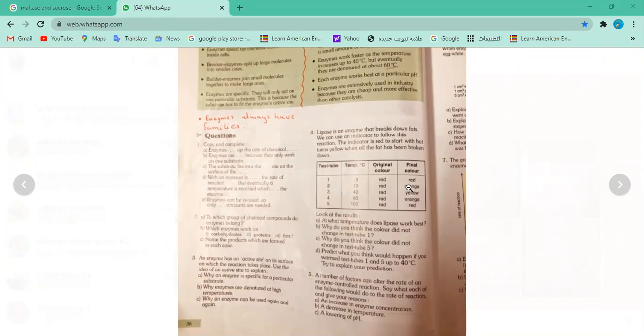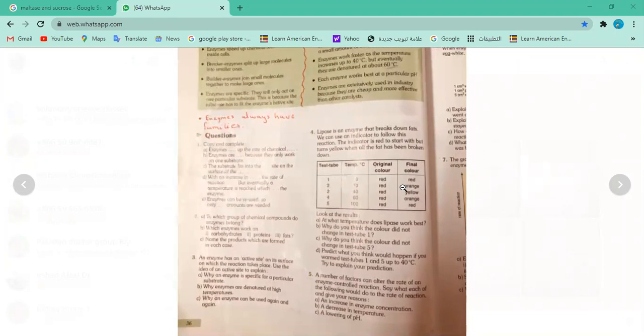So look at all the tubes, where exactly is the yellow? Orange means not all the product is produced; some fats are still there. That's why the color is not yellow. If it is completely yellow at 40 degrees Celsius, you could say that is the optimal temperature where the enzyme has worked the most. I hope everybody can understand that.